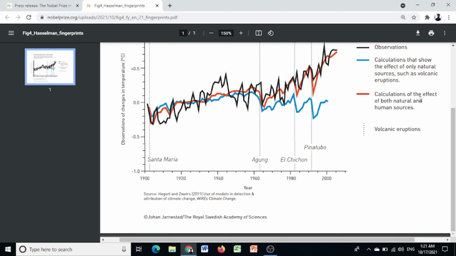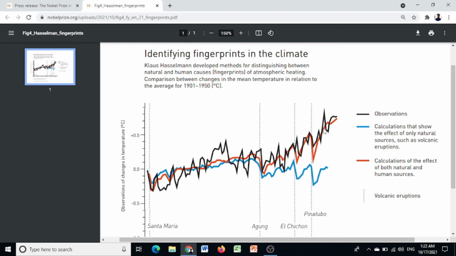But the calculations of the effect of both natural and human sources, the red line, it is very high. The temperature rise is very high. And the observation, the black line, supports the calculations of the effect of both natural and human sources.